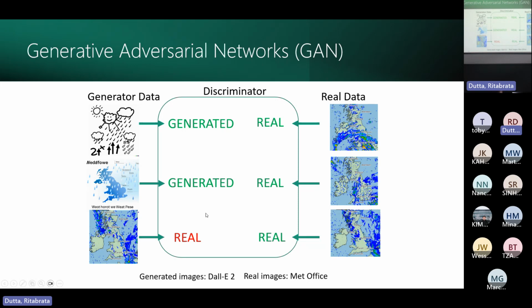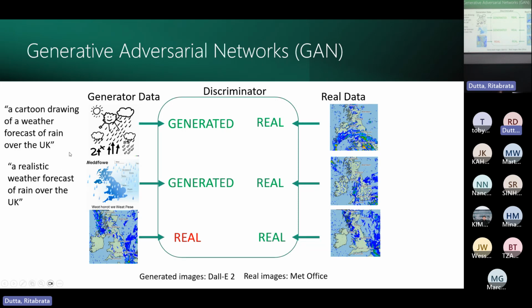And just to demonstrate generative models, these are actually images generated by DALL-E here. This is what DALL-E thinks a cartoon drawing of rainfall is, and this is what DALL-E thinks a realistic weather forecast of the UK looks like.